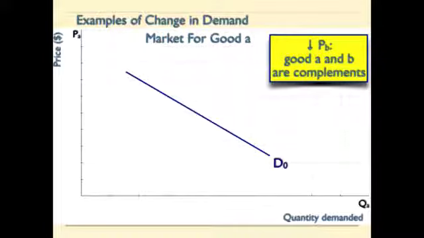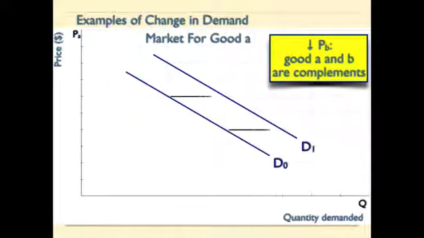Let's take a look at complementary goods. So again, we're talking about the market for good A and we're changing the price of B. We're lowering the price of B, and goods A and B are complements. They have a tendency to be used together. So if the price of B declines, that means people are going to buy more of A, because as they buy more of B, they're also going to buy more of A at the given prices of A. This causes the demand curve to shift to the right.